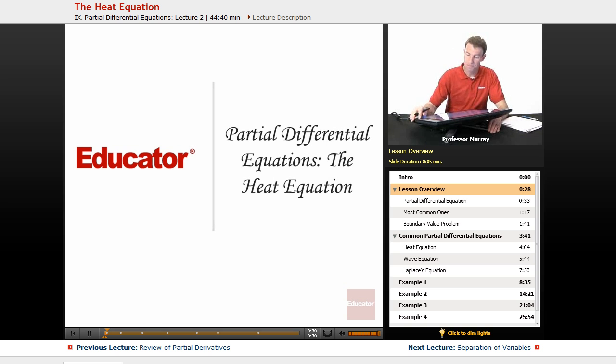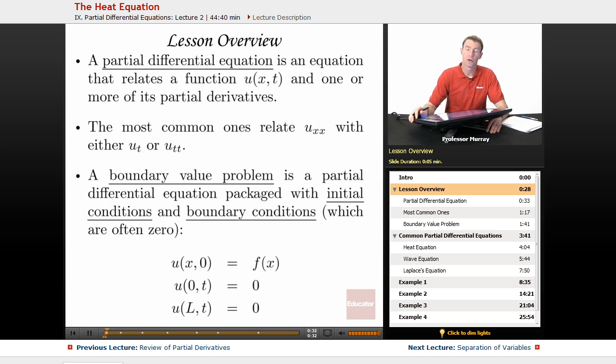So let's get started. Remember, a partial differential equation is an equation that relates a function of two variables, which we're going to call u of x and t. x and t are the variables, and u is the function. A partial differential equation relates u with one or more of its partial derivatives. We did a whole lecture reviewing partial derivatives, so I hope you're comfortable with them by now.